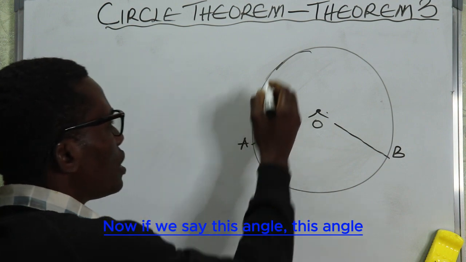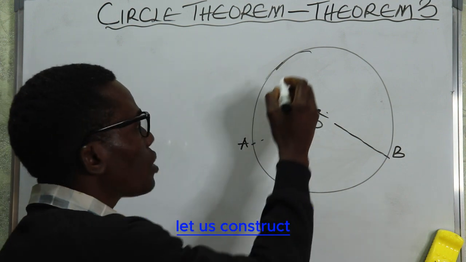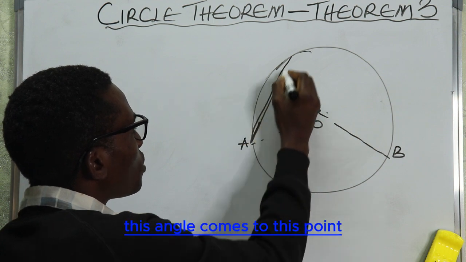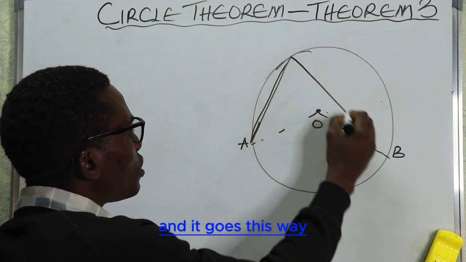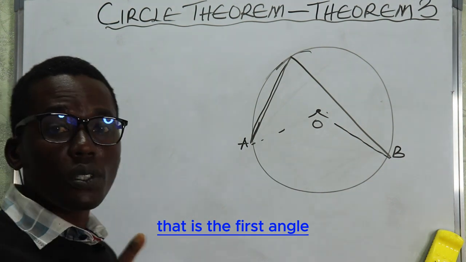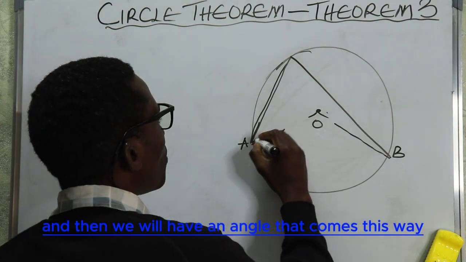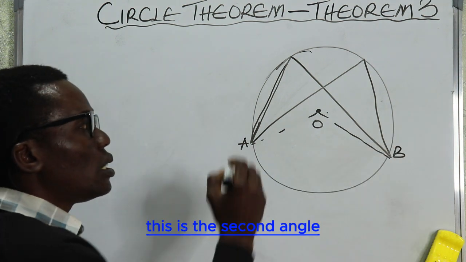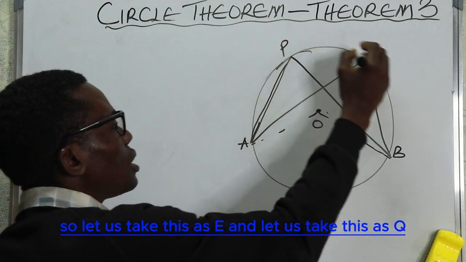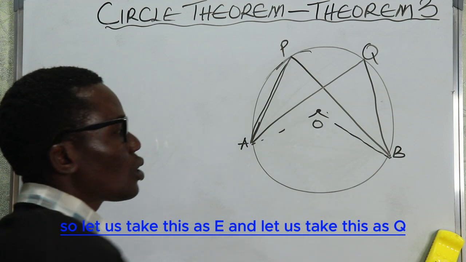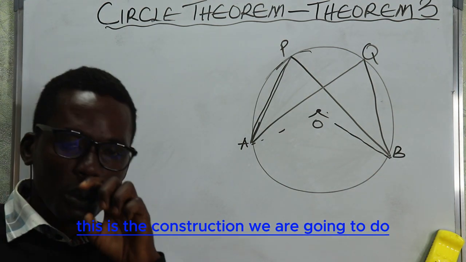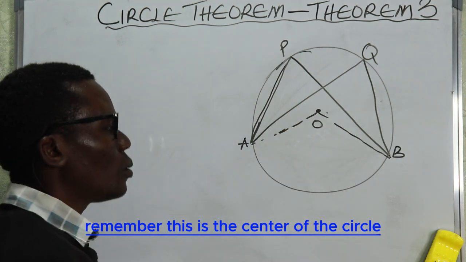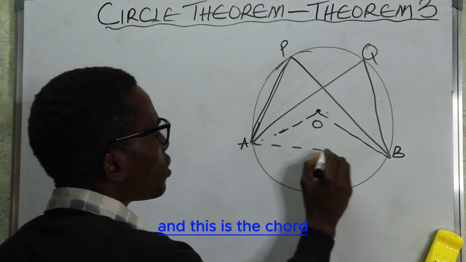Now, let's construct this angle. It comes to this point and it goes this way. That's the first angle, and then we'll have an angle that comes this way and also goes this way. This is the second angle. So let's take this as P and let's take this as Q. This is the construction we are going to do. Remember, this is the center of the circle and this is the chord.